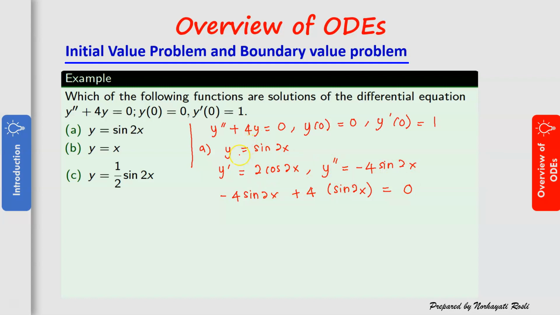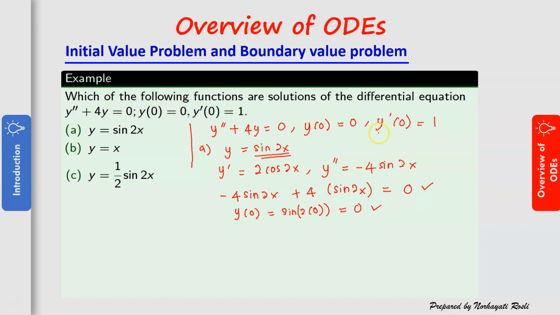But we need to check: is y at x equal to 0 equal to 0? So now we check y(0). For this x, you need to substitute 0. It is equal to sine 2 times 0. When we solve this one, it is actually sine 0, which is equal to 0. So it's fulfilled for the differential equation. It's fulfilled for the initial value y(0).